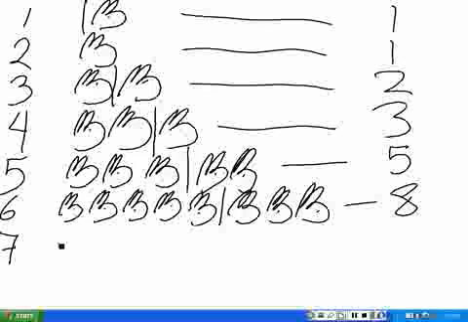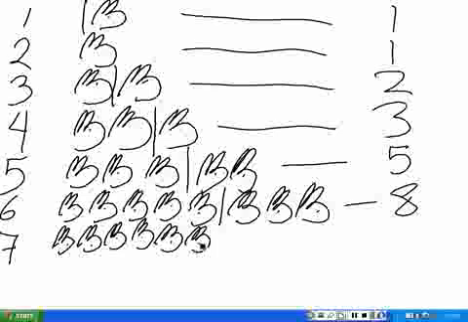So, well, I have all the bunnies from year 6, so that's 1, 2, 3, 4, 5, 6, 7, 8, plus the 5.